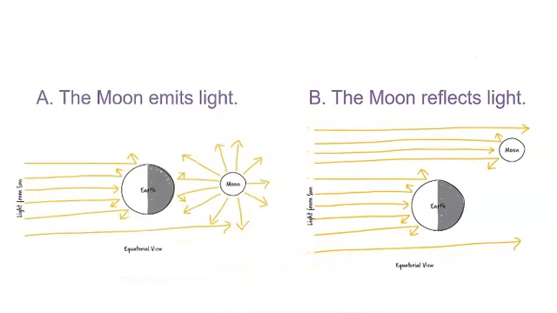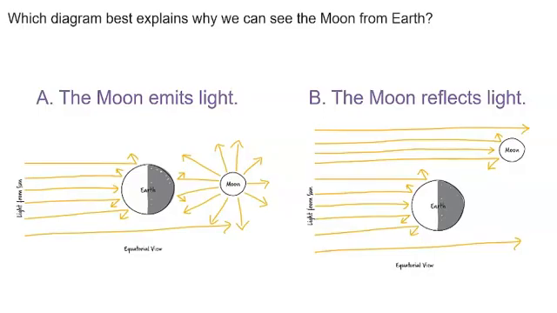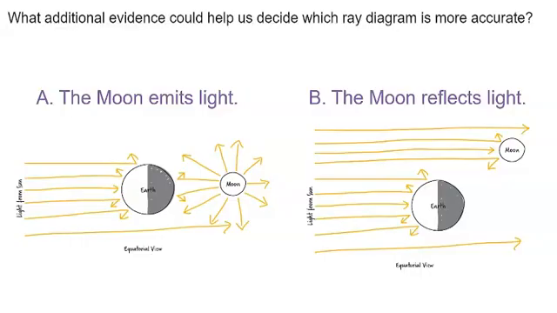So which of our diagrams is more accurate? Which diagram best explains why we can see the moon from Earth? Why? Both models look like they could be accurate, don't they? I think we need more information before we can answer this question. What additional evidence could help us decide which ray diagram is more accurate?